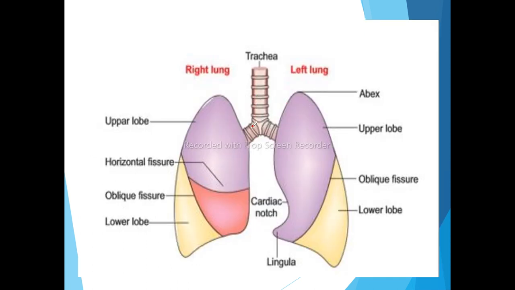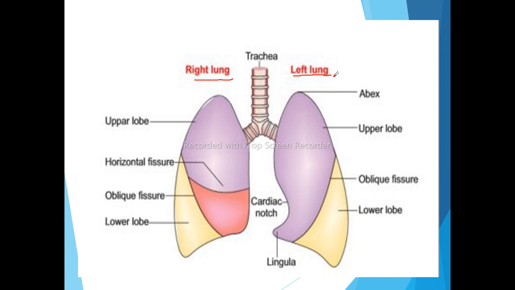Let's say this is the picture showing the respiratory tract. It's also showing the lobes of the respiratory tract. If you look at this side, we have the right lung, then on the other side we have the left lung. From the right lung we have three lobes: the upper lobe, the middle lobe, and the lower lobe. The upper lobe and the mid lobe are separated by the horizontal fissure. Then the lower lobe is separated by the oblique fissure.